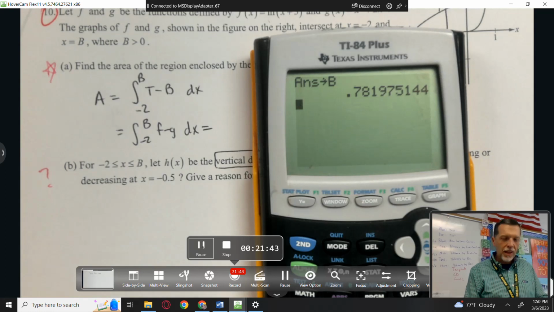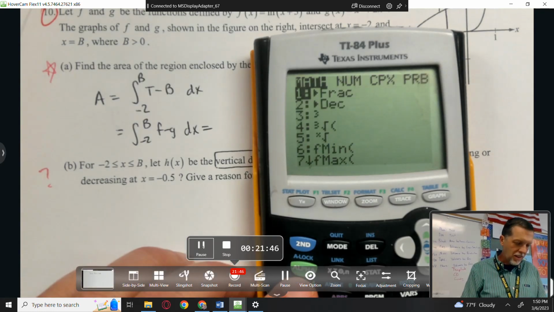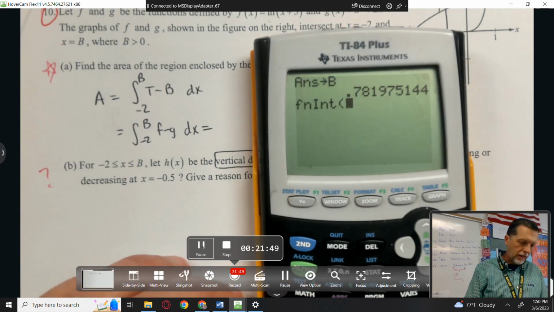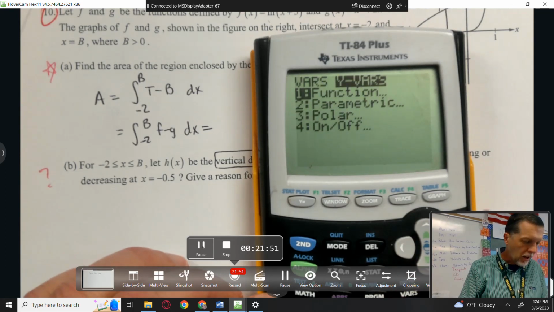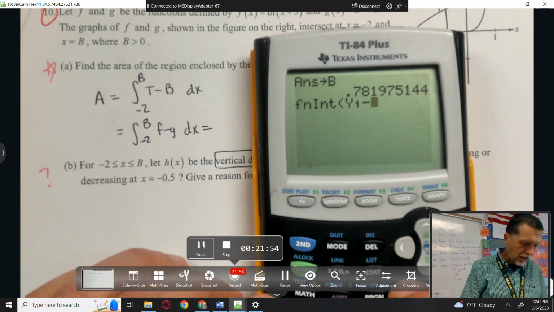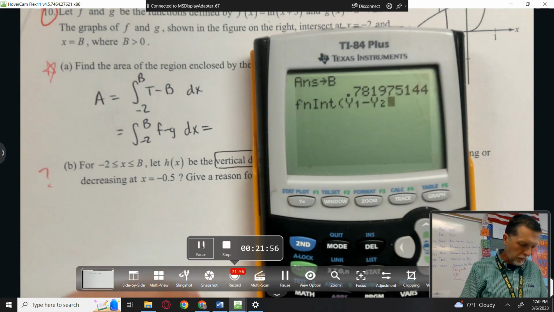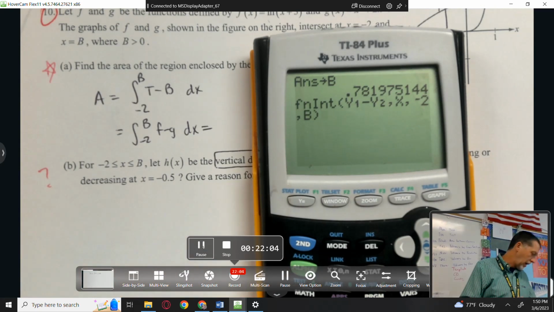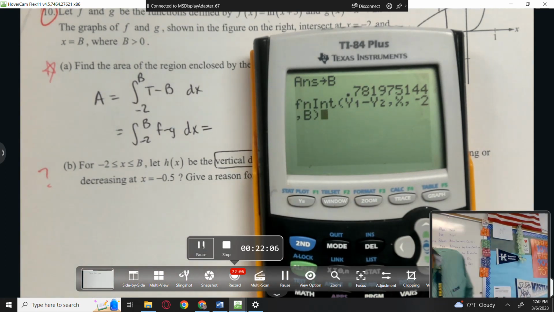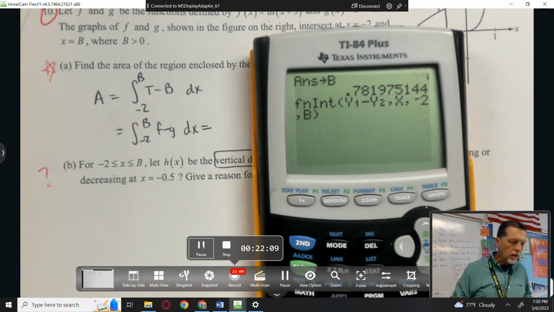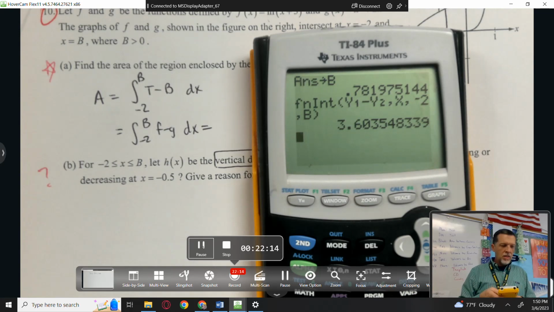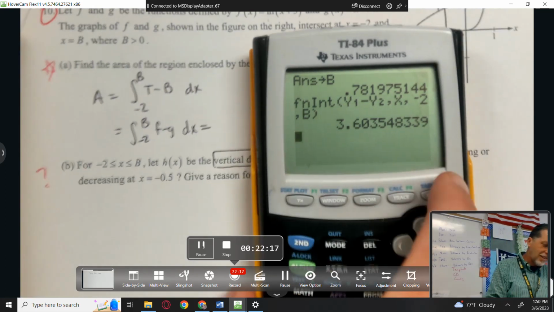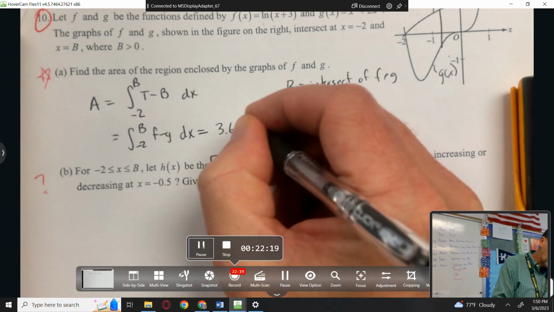I think I grabbed the calculator that doesn't have the... Just hit back 9 real quick and you'll do it. Yep. Alright, so I'm going to do this the old-fashioned way. y1 minus y2 with respect to x from -2 to b. I should probably just get a better calculator because your calculators aren't going to look like that. 3.603, is that what y'all got? 3.604. 3.604, yes. 3.604.